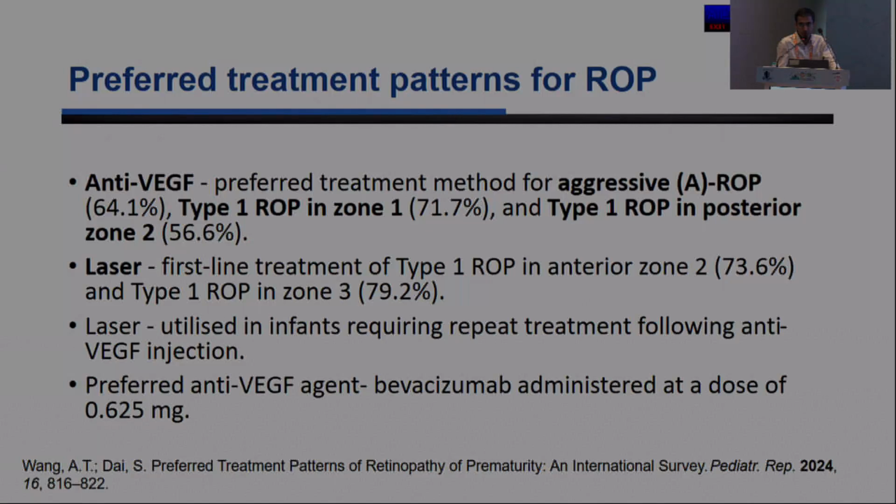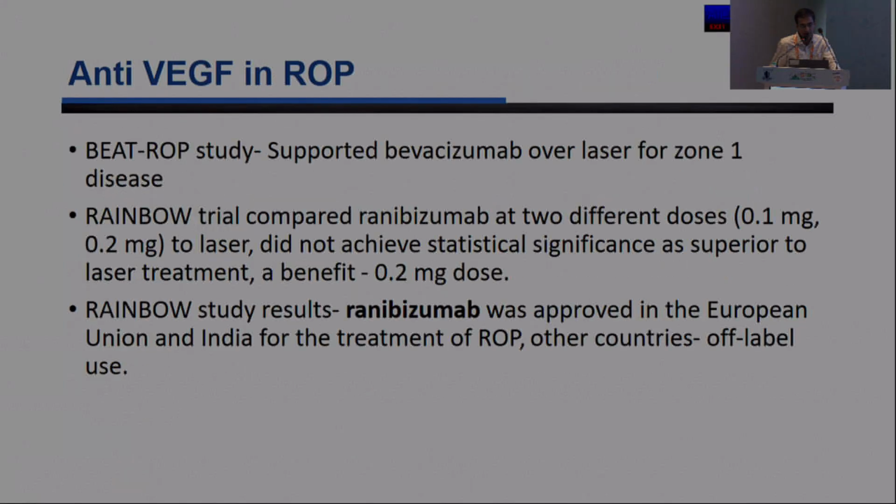Laser was used for the disease in anterior zone 2 or zone 3. Laser is a definitive treatment, but it is routinely recommended and preferred by ophthalmologists once the anti-VEGF has been given, to treat the persistent avascular retina, or once the disease recurs. Mostly the ophthalmologist was not giving a repeat injection once the recurrence is noted after the first dose of anti-VEGF. The preferred anti-VEGF used by the majority is bevacizumab in half the adult dose.